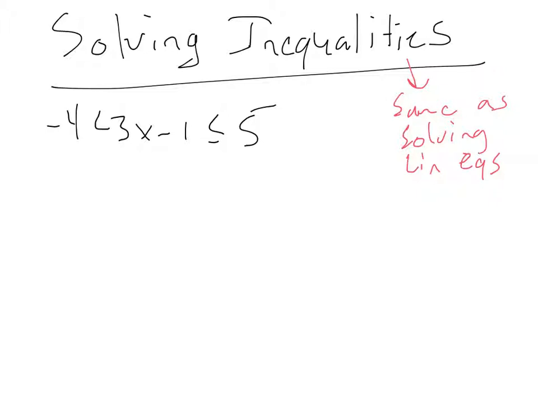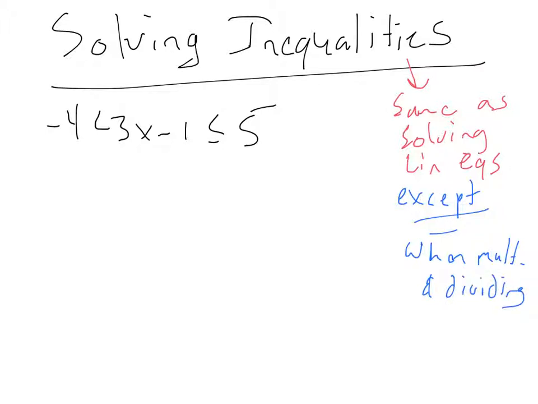Except, what's the big exception with inequalities that you have to be careful about that's different from equations? So you divide by a negative sign. Yeah, if you're dividing or multiplying by a negative number, you have to switch the direction of the sign. So the big exception is when multiplying and dividing by negative numbers. Right?